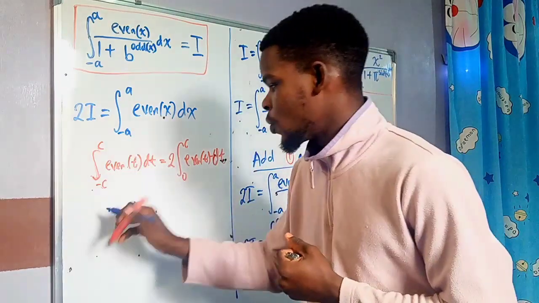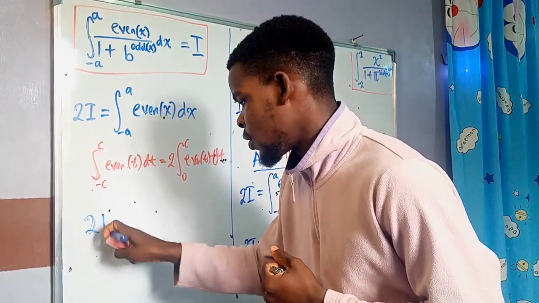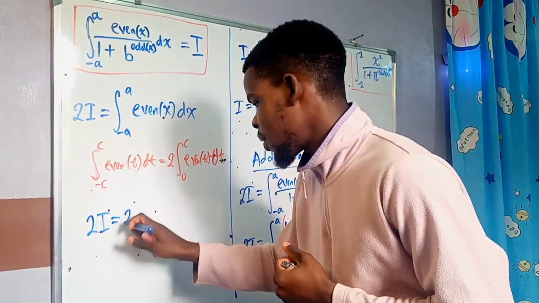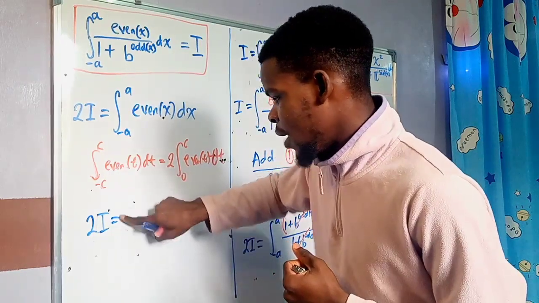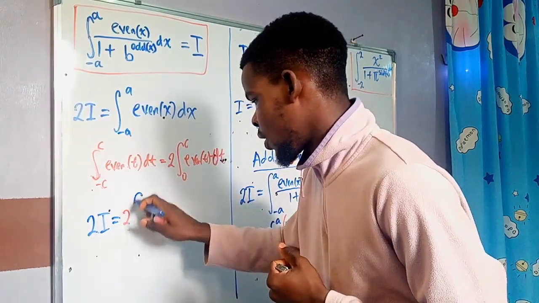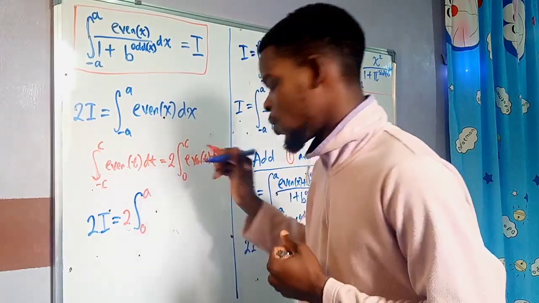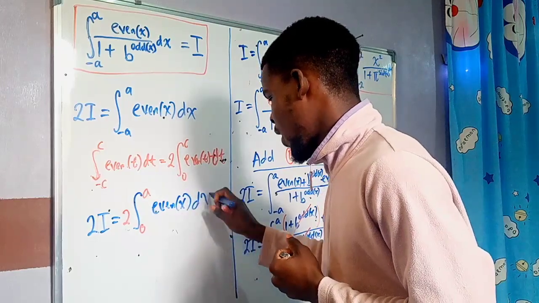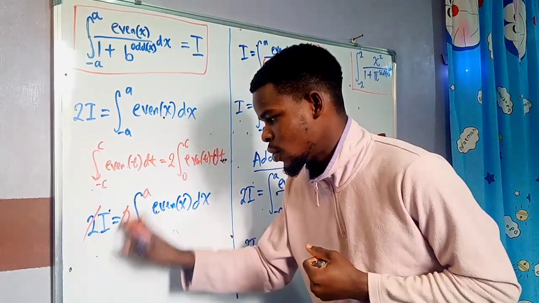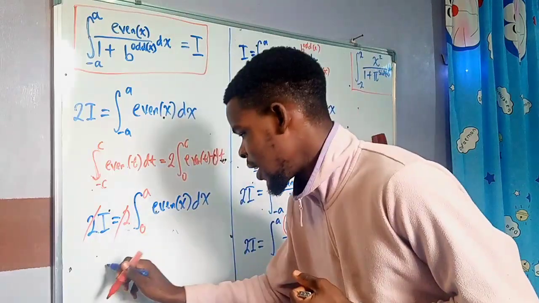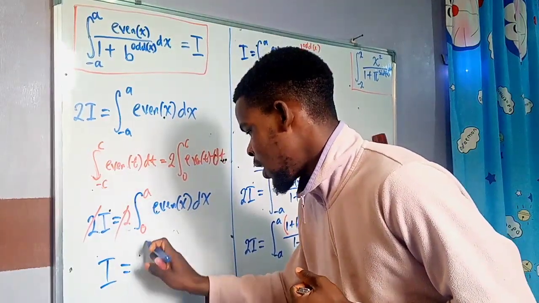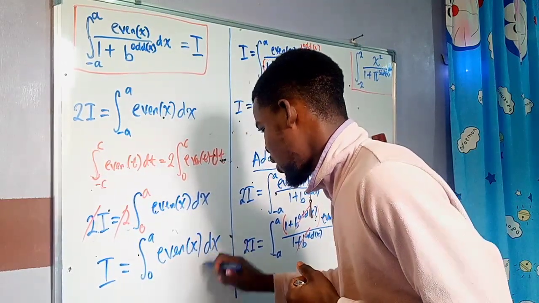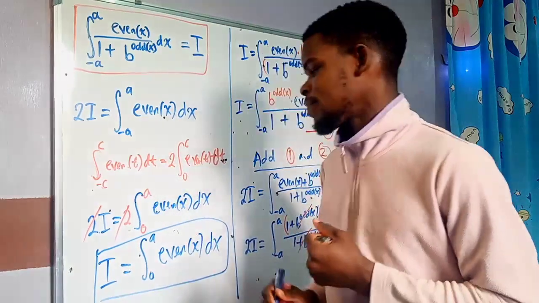Good. So that means 2 times I will become 2 times the integral, let me indicate it for you to see, from 0 to a of that same even function of x, and we are doing that over the x variable. So as you can see, these 2 and these 2 can cancel. Ladies and gentlemen, I equals the integral from 0 to a of the even function of x, and this right here is the result.